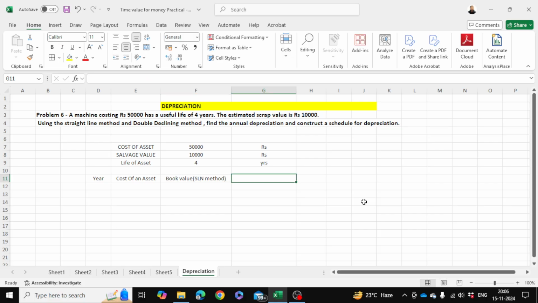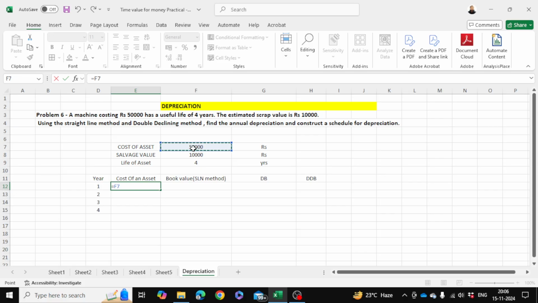Then you can use the DB method, or you can use the DDB method. Three formulas are there for depreciation in Excel. So you can write down the years 1, 2, 3 and 4, right? Whatever the cost is, you have to take it first. The cost of an asset is 50,000 initially, right?